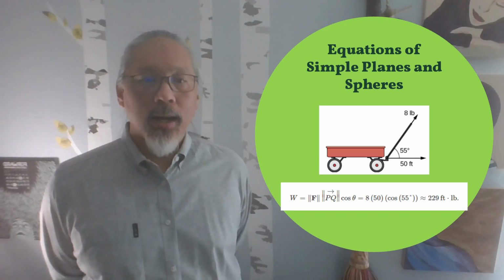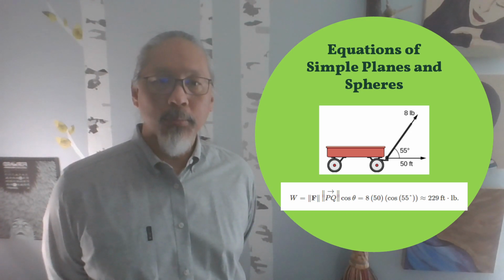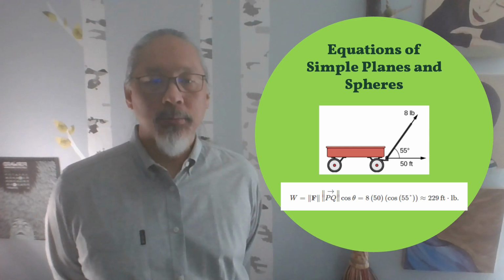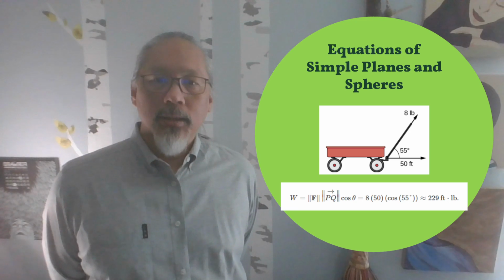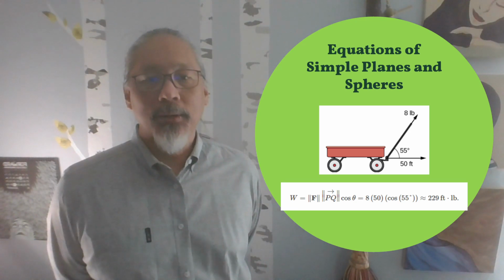Now, we have to find the components of that vector that pulls towards you, the 8-pound vector that makes an angle of 55 degrees. But hopefully we can do that and be able to make the computation for the work.